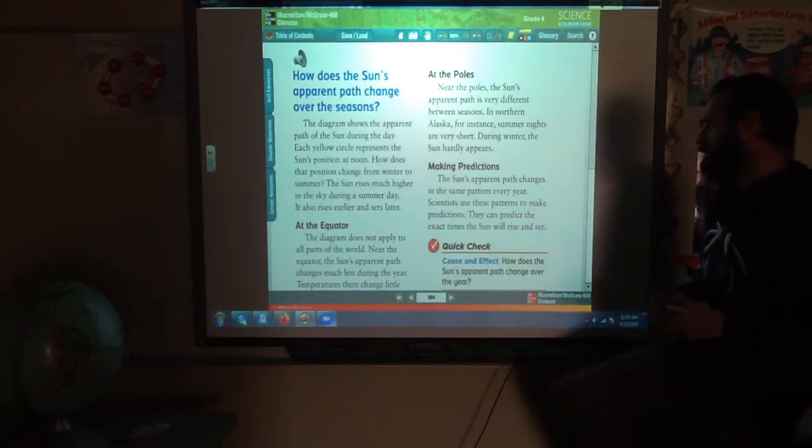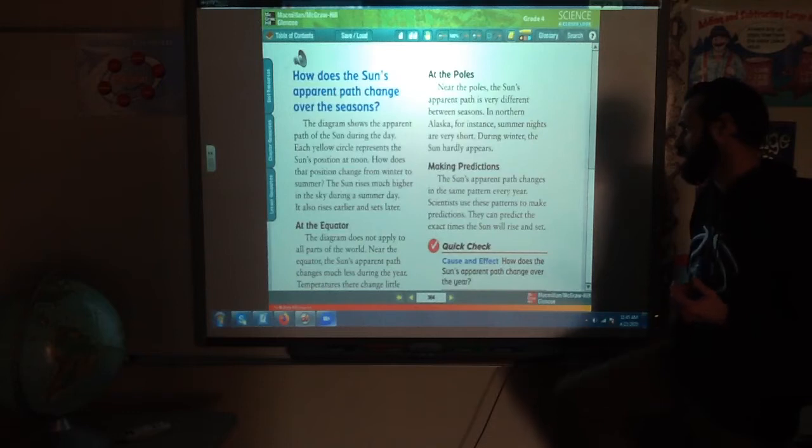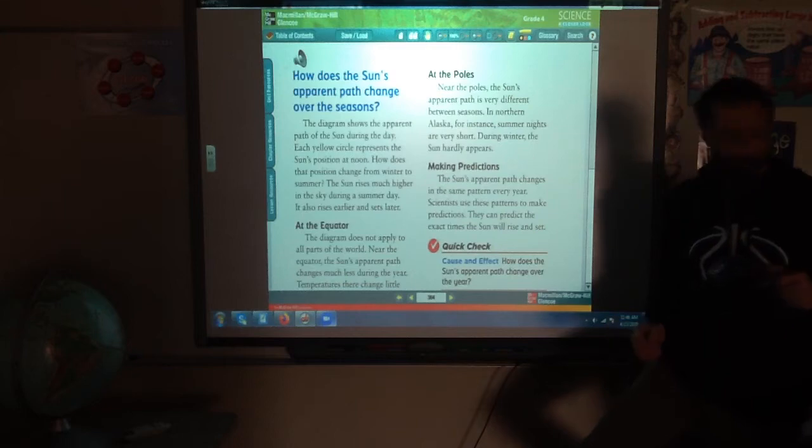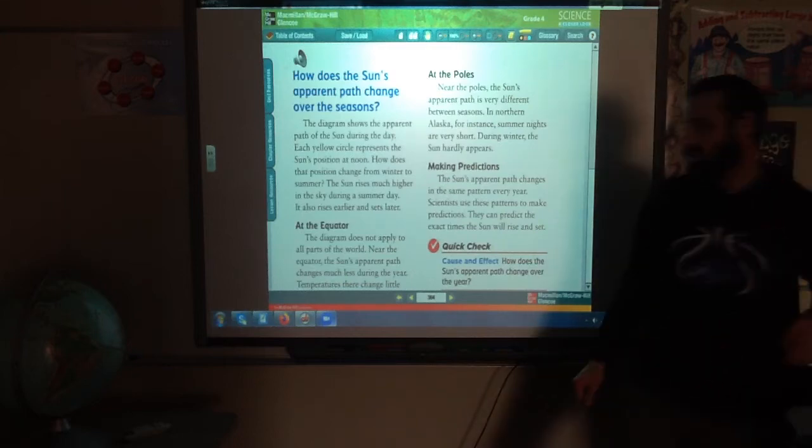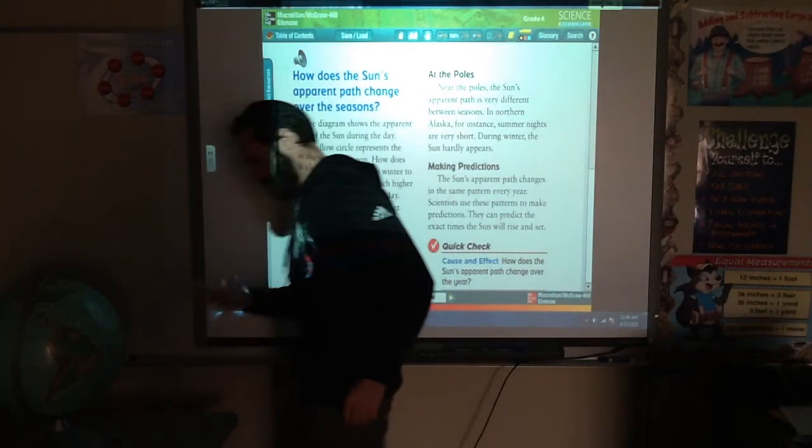Make predictions. The sun's apparent path changes in the same pattern every year. Scientists use these patterns to make predictions. They can predict the exact times the sun will rise and set. That's how your calendars know. So here's how that works.